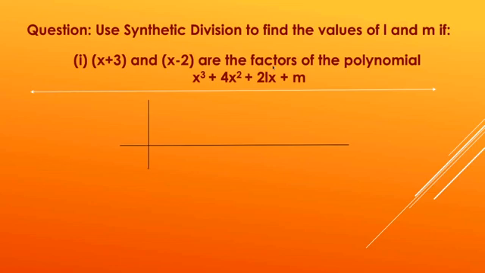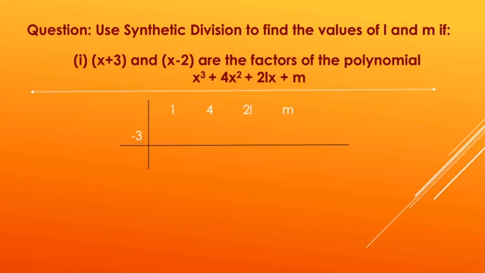The difference between the previous questions and this question is we have two divisors here. We will divide one by one with both the values. Now we will write the coefficients. The coefficient of x cube is 1, coefficient of x square is 4, coefficient of x is 2l, and m is the constant term. We will write x plus 3 equal to 0, then we will get the value of x, which is equal to minus 3. So we will write minus 3 here.